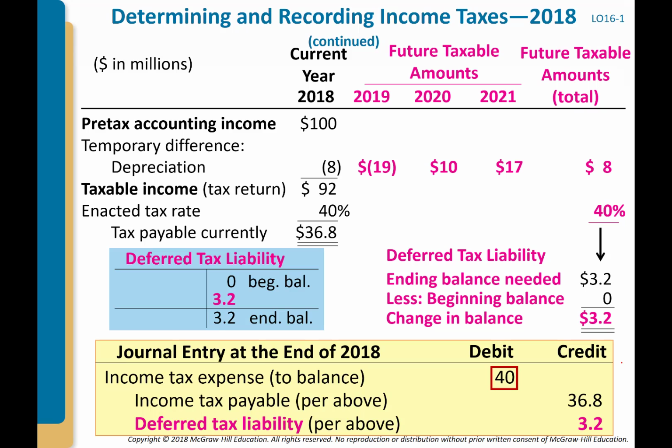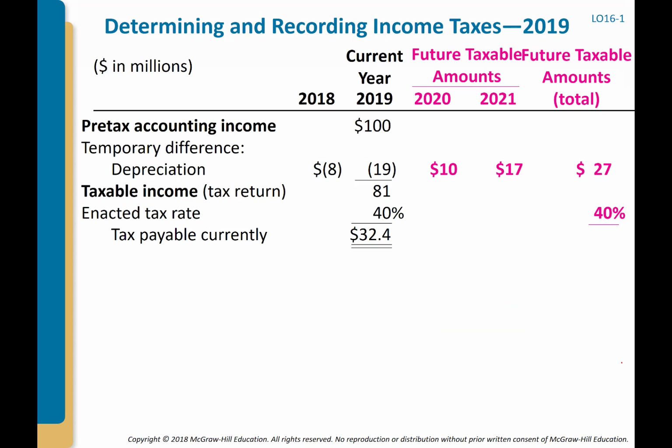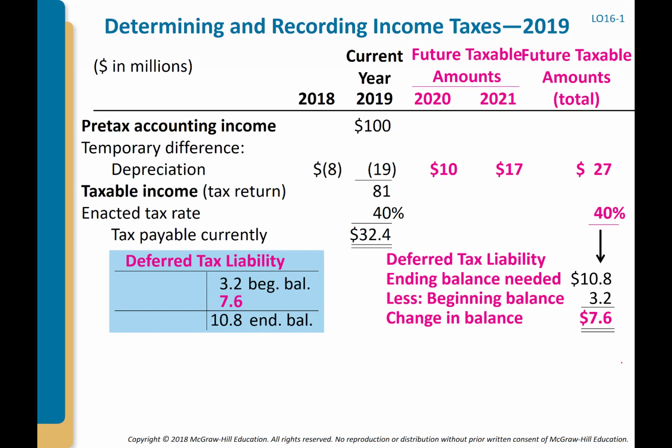Now, what do you think's going to happen in 2019? We're going to have these amounts that are going to turn around in the future years. So you take a look, and we have 27 that will be future taxable amounts. Now you add those out years, the 27, at 40%. So we need a deferred tax liability now of 10.8, right?